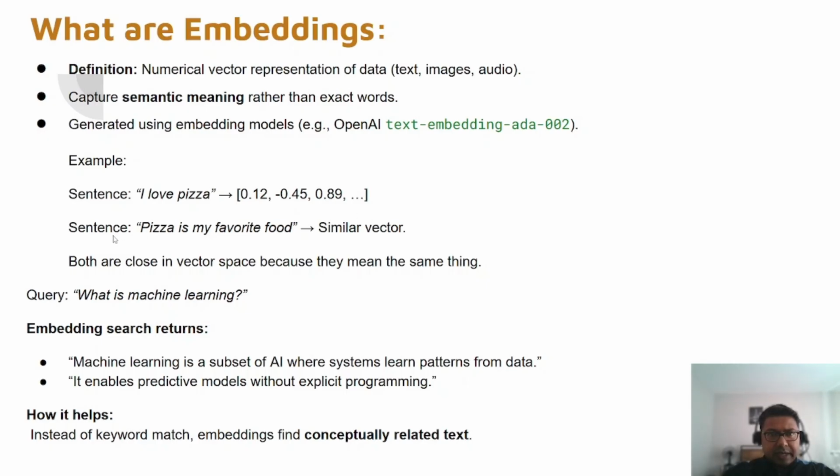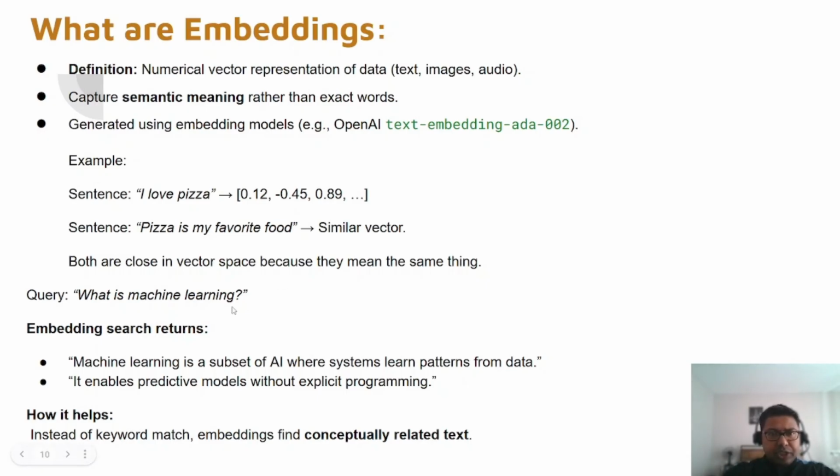For the sentence pizza is my favorite food, it will again create a similar embedding, a similar vector, and it will keep track that these two sentences are similar based on the vector similarities. Both are close in vector space because they mean the same thing. So this is how embeddings work.